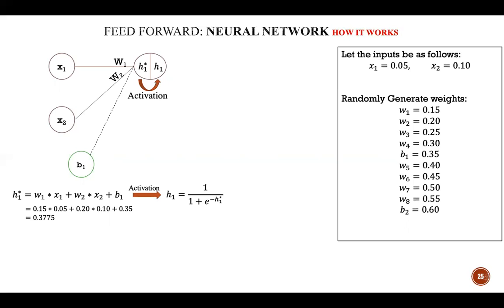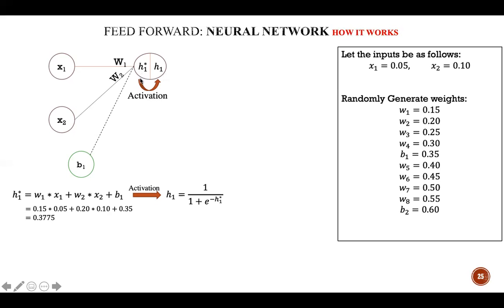So H1 star is equal to what? I have W1, which is 0.15, multiplied by X1. X1 is given, 0.05, plus W2 times X2. I have defined W2, and this is X2. Multiply these two numbers, plus bias 1, B1, which is 0.35. You do this multiplication and summation, and you get 0.3775. This is the value of H1 star.